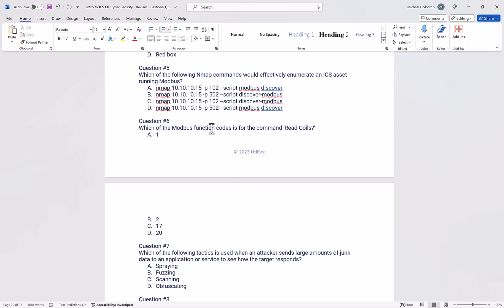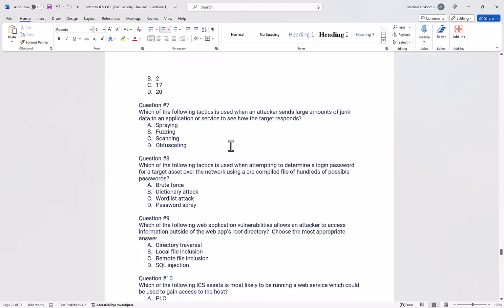So question 6, which of the following Modbus function codes is for the command read coil? This is kind of a trick question. I don't think we actually covered this in Unit 10. We covered it all the way back in Unit 2 or 3. But the answer is A. The function code of 1 is read coil. Remember, you have coils and registers in Modbus where we store information. So the Modbus function code of 1 is for read coil.